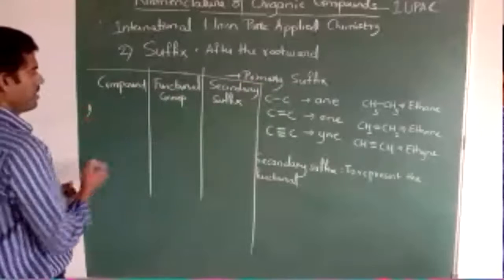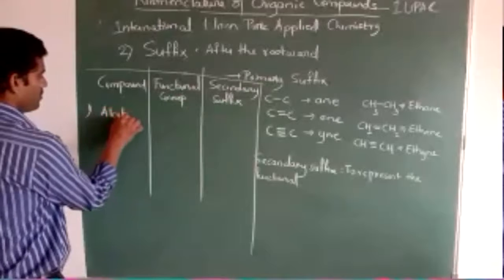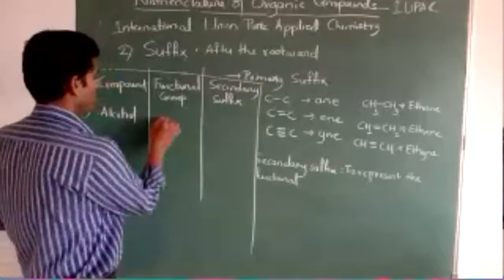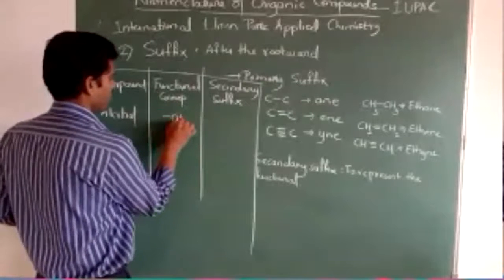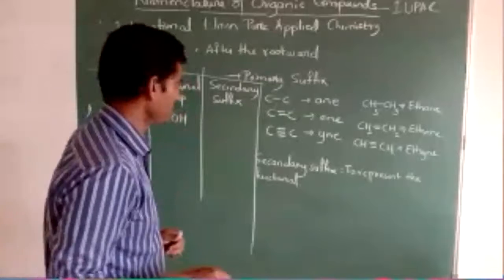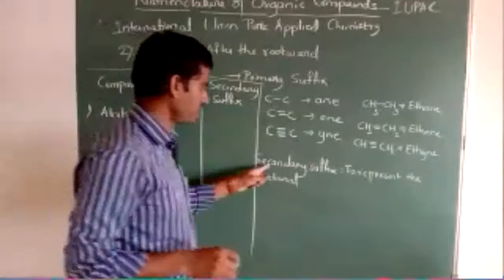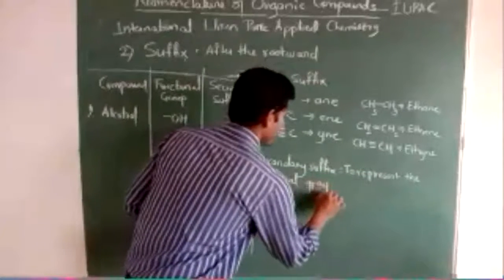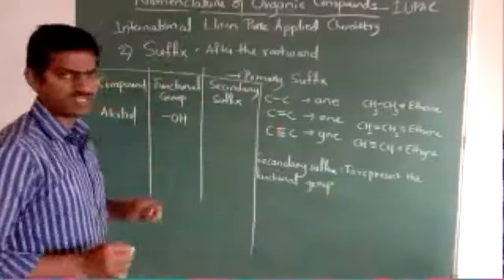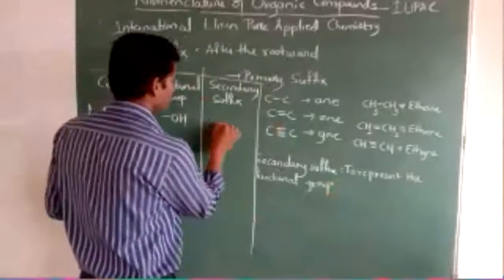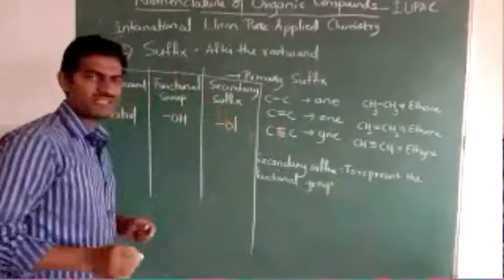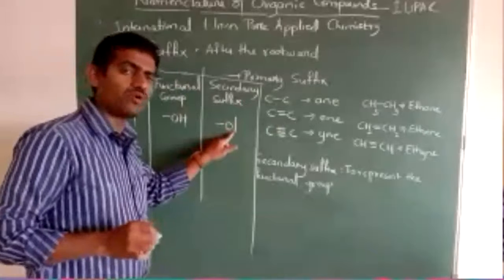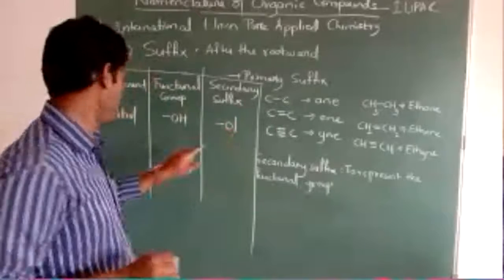First, alcohol. For alcohol, what is the functional group? OH. As I told, the secondary suffix is to represent the functional group. So what secondary suffix are we going to use? For alcohol, if the OH group is present in the chain, it always ends with OL.